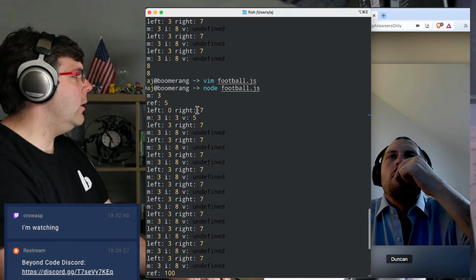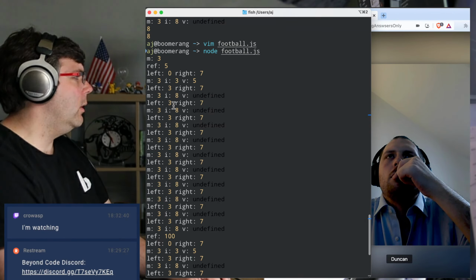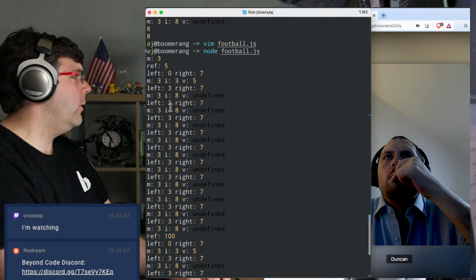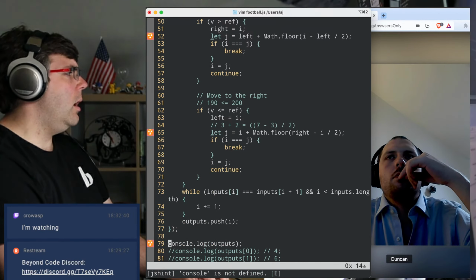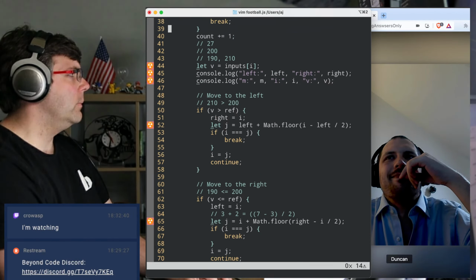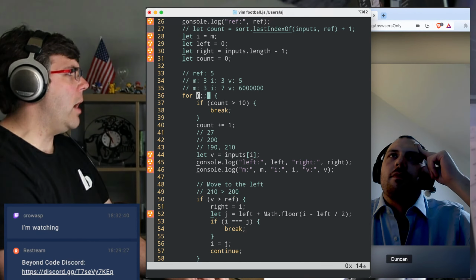Okay, left is 0, right... So right's not moving to the left. We should have the right moving to the left, especially if I is at 8, which I don't know how it gets there. Oh, okay. I just want to cheat and write this in Go now.